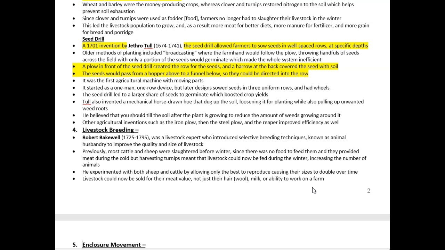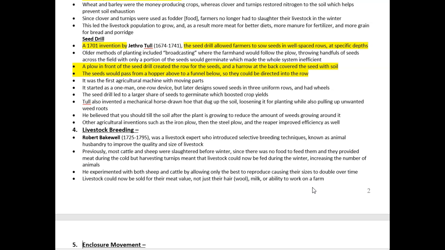Tull also invented a mechanical horse-drawn hoe that dug up the soil, loosening it for planting while also pulling up unwanted weed roots. He believed that you should till the soil after the plant is growing to reduce the amount of weeds growing around it. Other agricultural inventions, such as the iron plow, then the steel plow, and the reaper, improved efficiency as well.